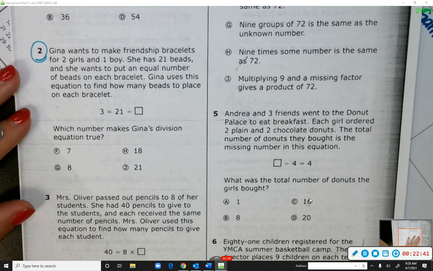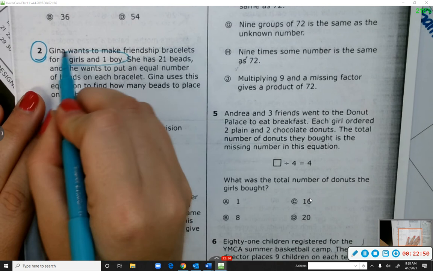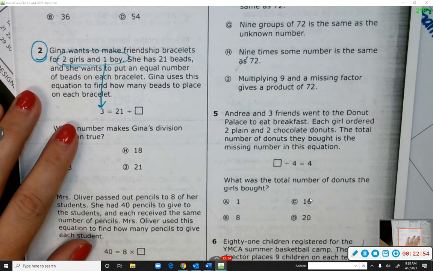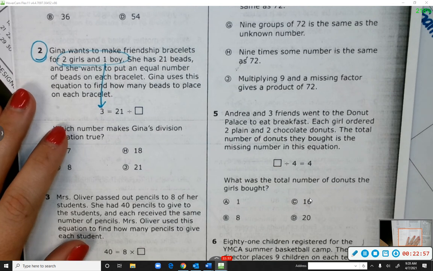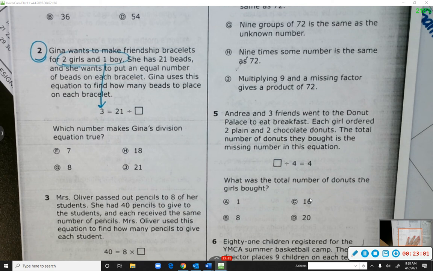Okay, so number 2 says, Gina wants to make friendship bracelets for 2 girls and 1 boy. How many people is that? 2 girls and 1 boy. 3 people. So that's where we're getting the 3 from. She has 21 beads and she wants to put an equal number of beads on each bracelet. Gina uses this equation to find how many beads to place on each bracelet. Which number makes Gina's division equation true? 21 divided by what equals 3?